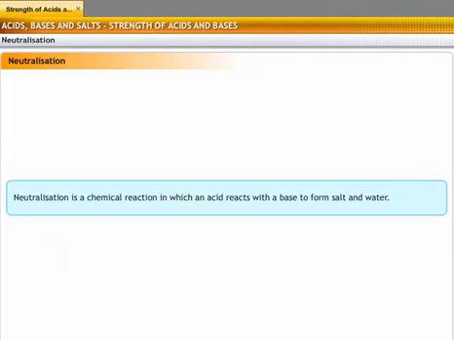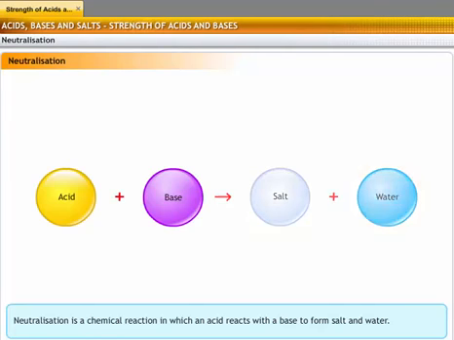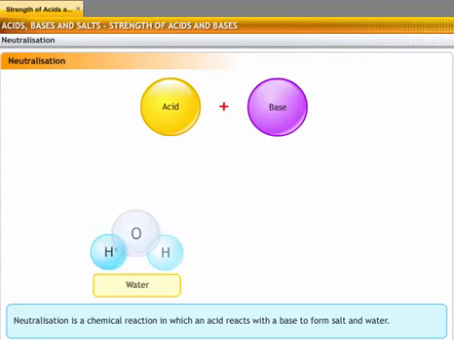Neutralization is a chemical reaction in which an acid reacts with a base to form salt and water. In this process, a hydrogen ion of the acid combines with the hydroxide ion of the base to form a water molecule. The anion of the acid combines with the cation of the base to form a salt.